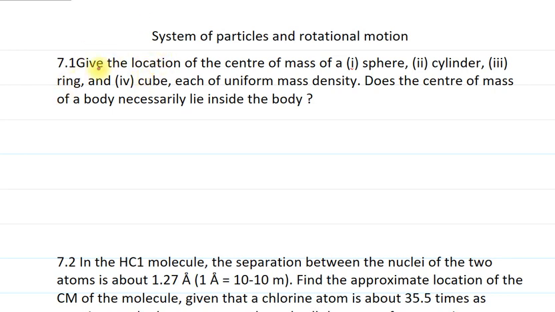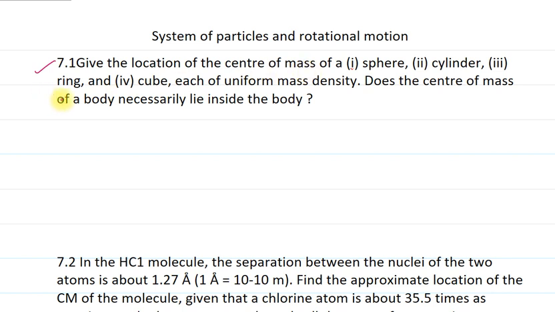So here I'm going to discuss some of the problems of NCERT, system of particles and rotational motion, from question 1 to 5. So let's start with the first question. Give the location of center of mass of a sphere, cylinder, ring and cube, each of uniform mass density. Does the center of mass of a body necessarily lie inside the body?